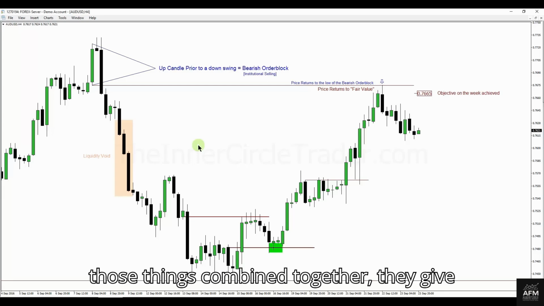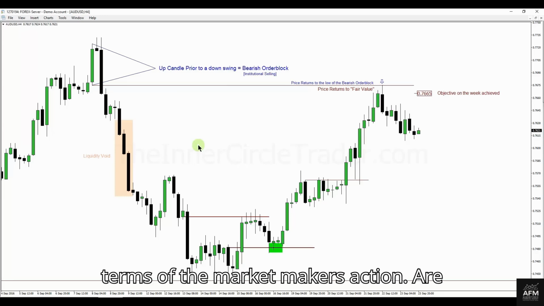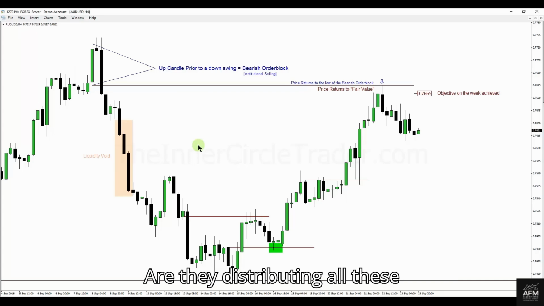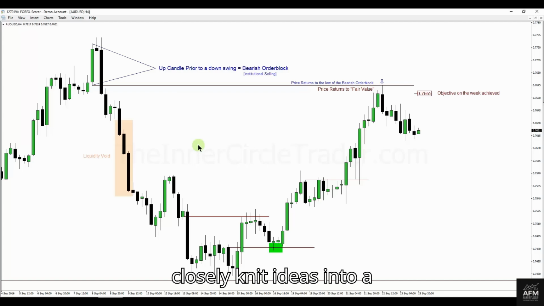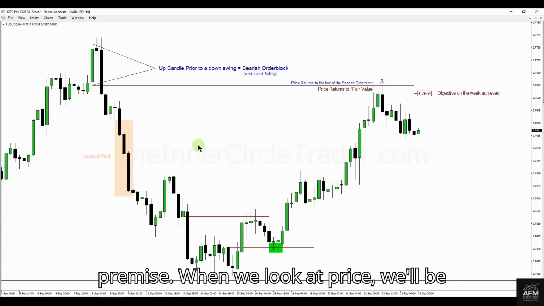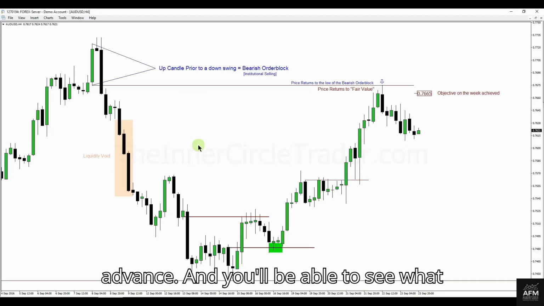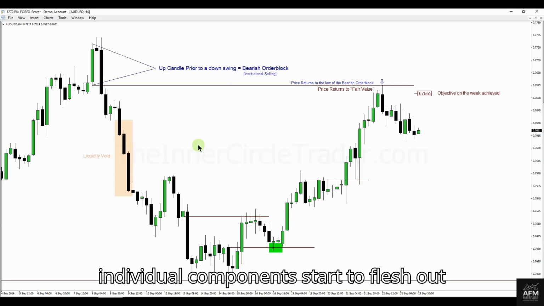All those things combined together give you the clues as to what we're seeing in terms of the market makers' action. Are they accumulating? Are they manipulating? Are they distributing? We're going to be bringing those closely knit ideas into a more easily understood premise. When we look at price, we'll be able to see these things unfolding in advance, and you'll be able to see what should take place. And it's very encouraging to see your study of these individual components start to flesh out.